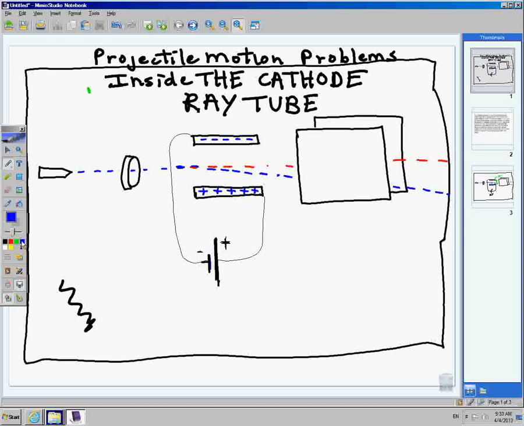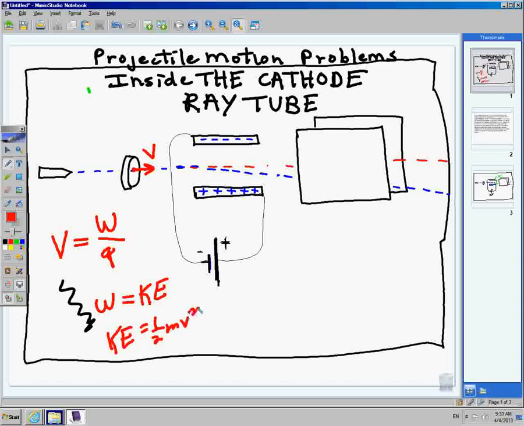Yesterday we talked about how you could figure out the velocity of the electron, and that's going to be your initial velocity. Remember, you have to use the formula V equals W over Q, and W is equal to the kinetic energy of the electron, and kinetic energy is equal to 1/2 mv squared. Ultimately, that's how you get the velocity right there. That's your initial velocity.